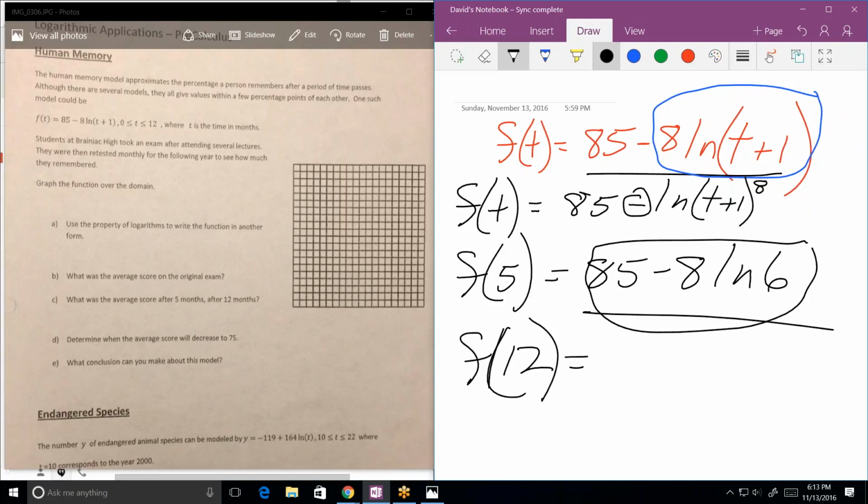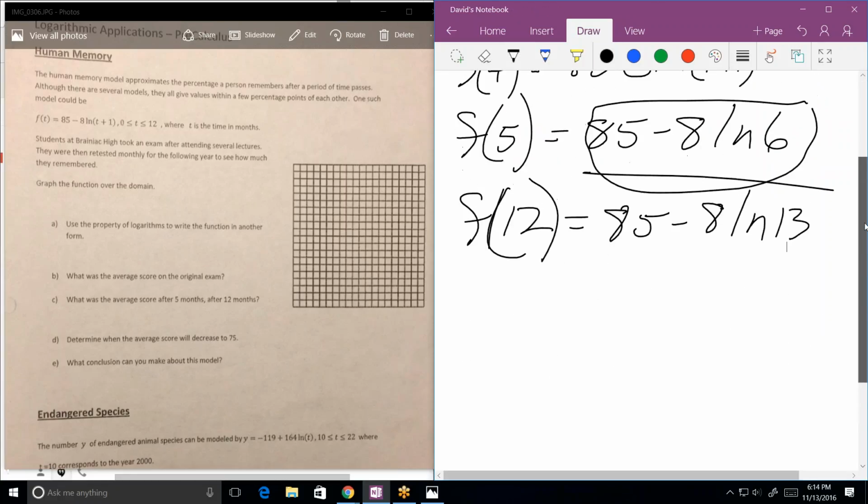So what's the equation going to be? It's going to be 85 minus 8 times the natural log of 12. Or no, the natural log of 13, right? Correct. So that's the average score after 12 months. Determine when the average score will decrease to 75.